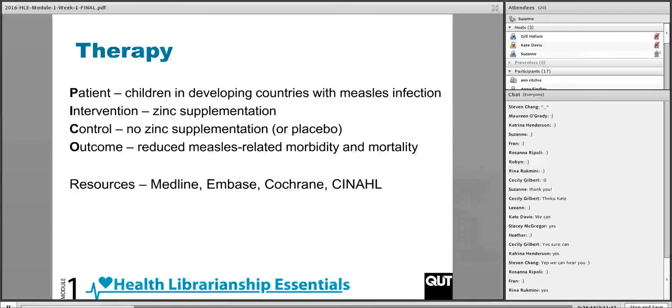And the best resources to answer therapy questions are often research articles that are indexed in the major databases. So for this question, you would probably start with the Cochrane Library to see if you could find a systematic review, and then look at Medline and Embase, and possibly CINAHL, the Nursing and Allied Health database.